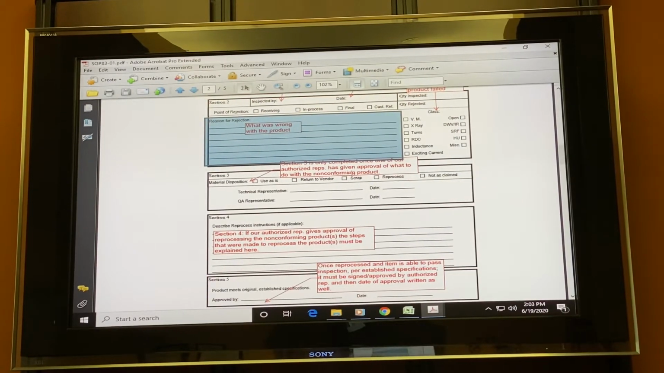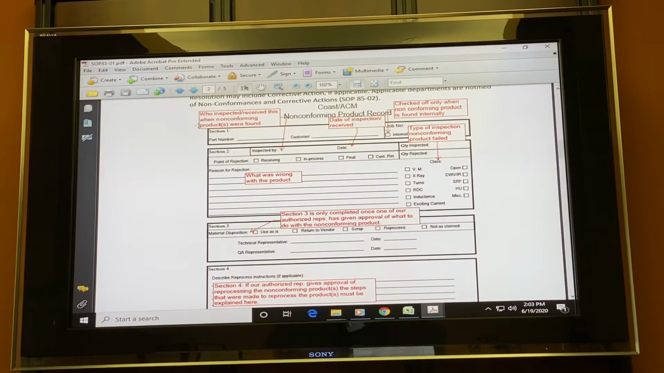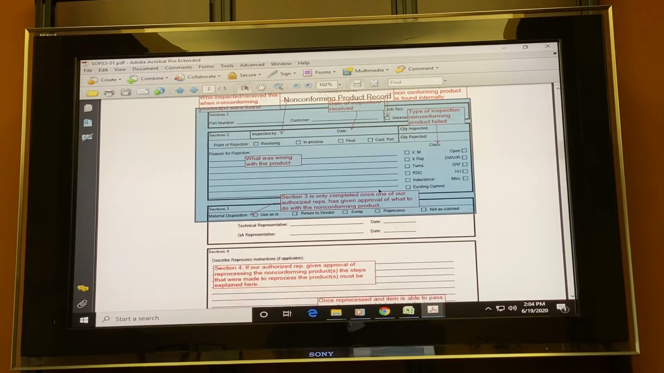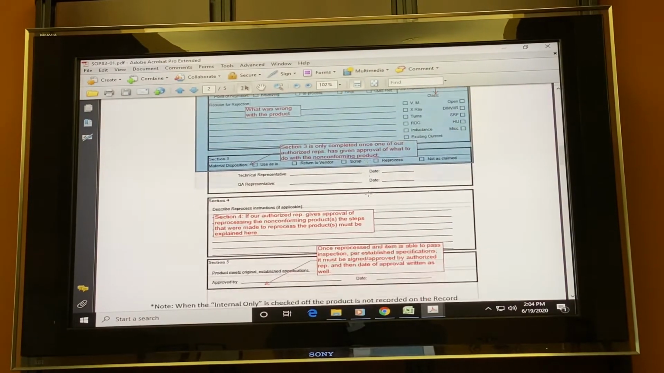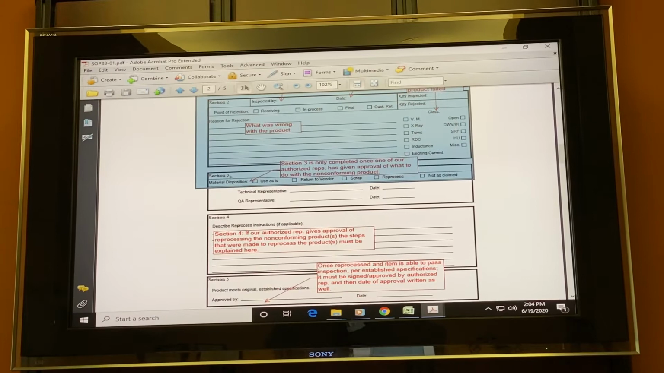Okay, so let's see. All of this has to be completed. If somebody were to give it to you, because let's say they were the ones that found the non-conforming product, you weren't the one that had to fill this out. If any of this is missing, you'd give it back to them and let them know that you have to have all of these sections completed. Unless it was internal and they just forgot to check that off, you can just check it off yourself. But for anything else, you have to have them do it because they're the ones that are supposed to fill it out. Okay, so section 3 right here.